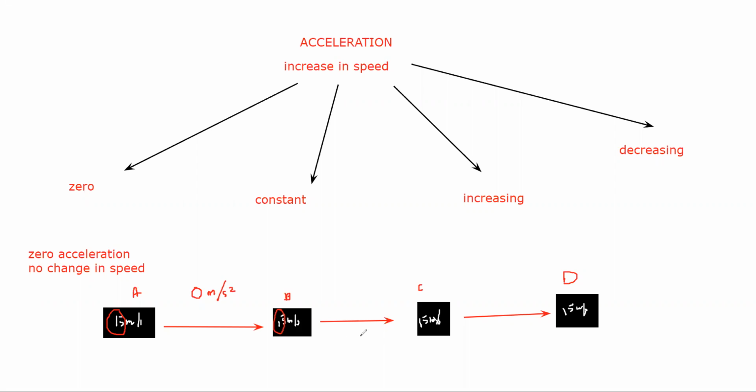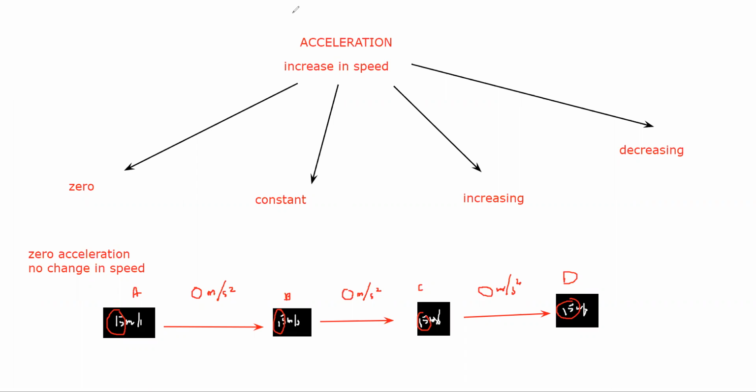It is 15 at B and it is also 15 at C. Is there a change in speed from B to C? There is no change in speed from B to C. So it will be 0 meters per second squared. Same thing, it is 15 at C and 15 at D. Again, there is no change in speed. So this object has zero acceleration, or this object is not accelerating.